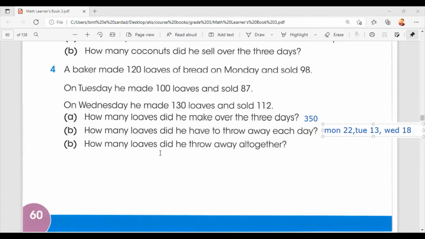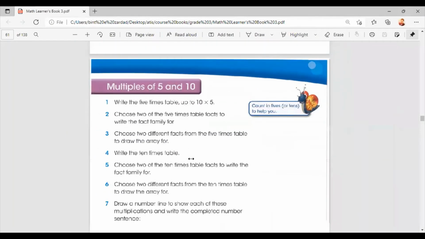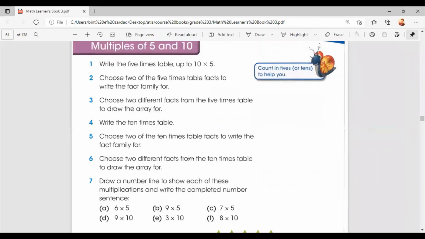How many loaves did he throw away altogether? Plus all of these: 22, 13 plus 18 equals 53. Multiples of 5 and 10. Mostly these questions are about multiples of 5 and 10. If you know the multiples of 5, these two pages are very easy for you.